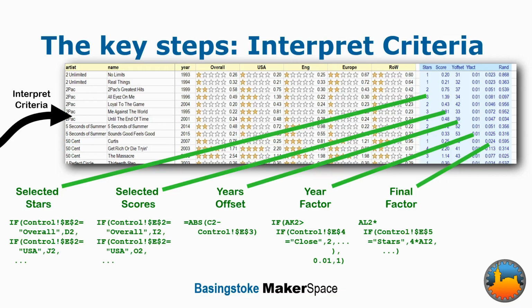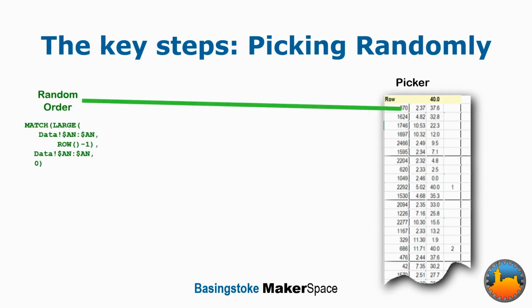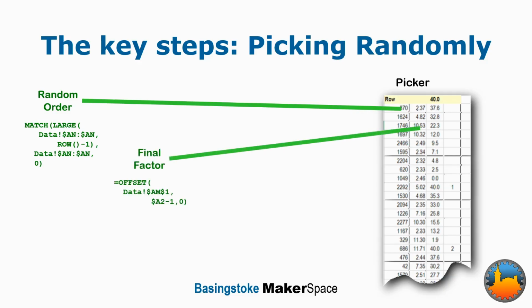The final column is a random number that's used by the Picker tab. This uses the LARGE function to identify the order of the random numbers in the datasheet, and in this sheet the entries are shuffled into that order.